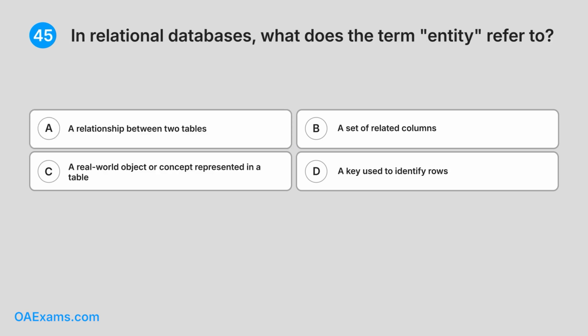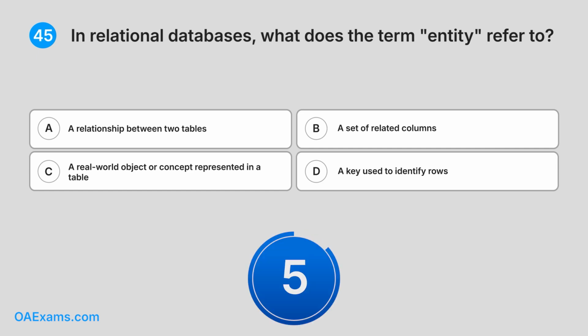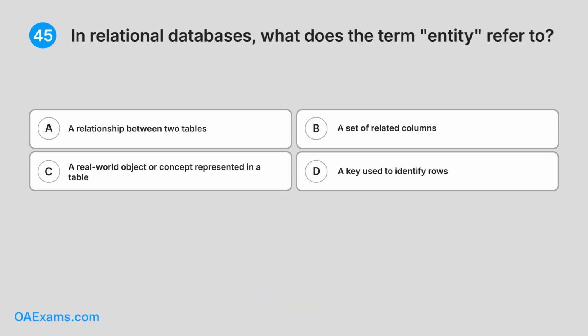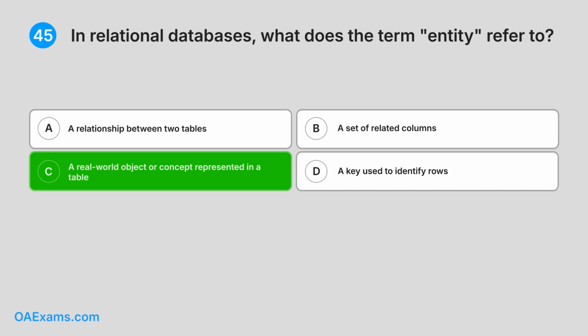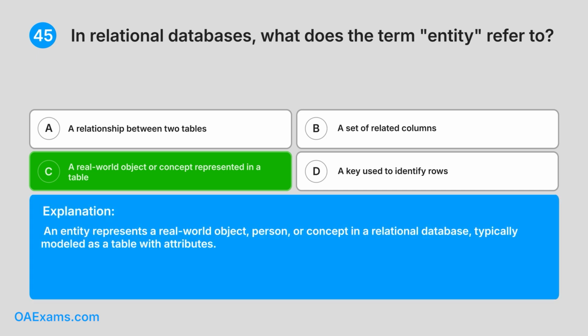45. In relational databases, what does the term entity refer to? A. A relationship between two tables. B. A set of related columns. C. A real-world object or concept represented in a table. D. A key used to identify rows. Can you guess the answer? Correct answer. C. A real-world object or concept represented in a table. Explanation. An entity represents a real-world object, person, or concept in a relational database, typically modeled as a table with attributes.